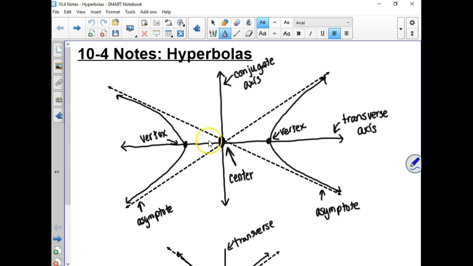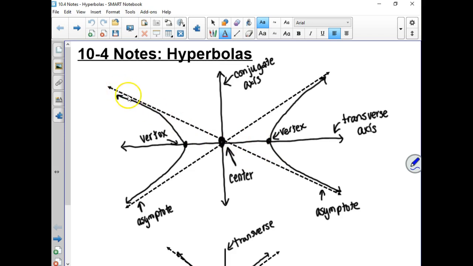The vertices are going to be either to the left and right of the center or up and down. We call the line of symmetry that goes down through the middle, in between the two curves, the conjugate axis, the one that does not touch. The one that cuts across the two curves, we call the transverse axis. I'm not going to ask you much about that. I just want to throw these words out here in case you see them on the exam. Maybe you will remember seeing them before.